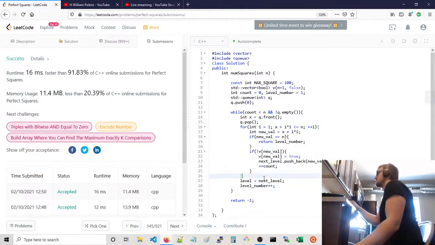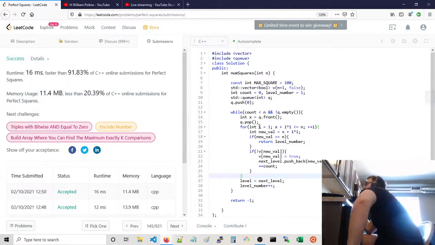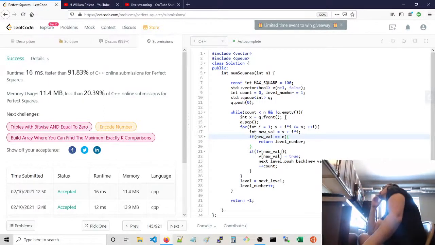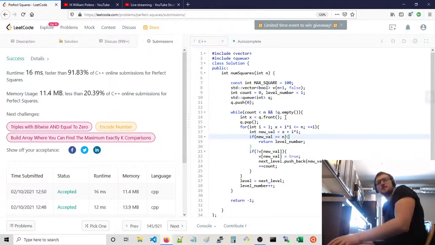We say for each value, we take these new values. If it's equal to n, we return the level number. Otherwise, oh, it does get a little tricky because oh no, that's not going to be correct. It's not going to be correct.